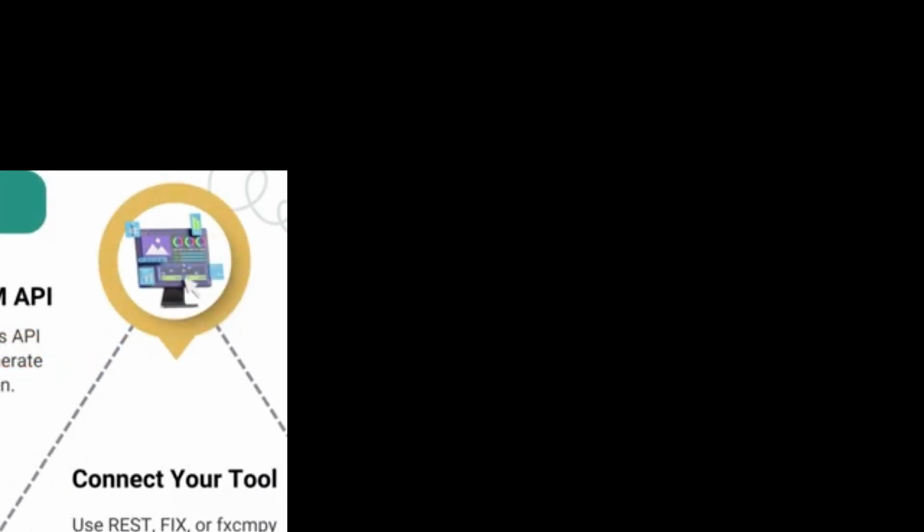Steps to integrate automated trading tools with FXCM. Choose your automation tool. Decide whether you'll use a trading bot, a third-party automation platform like MetaTrader with expert advisors, or a custom-coded solution. Access FXCM API. Apply for FXCM's API access, then generate your API token. Connect your tool. Use REST, FIX, or FXCM Py to link your trading software to FXCM.